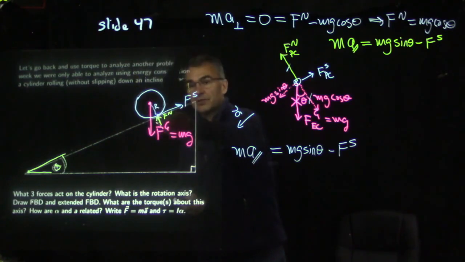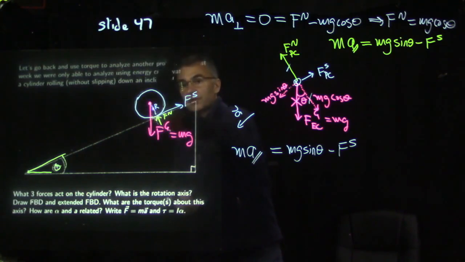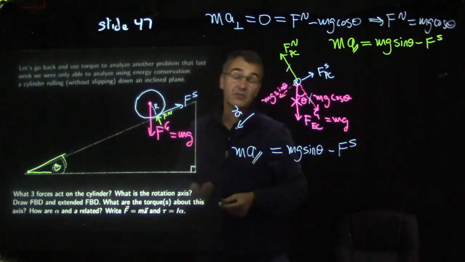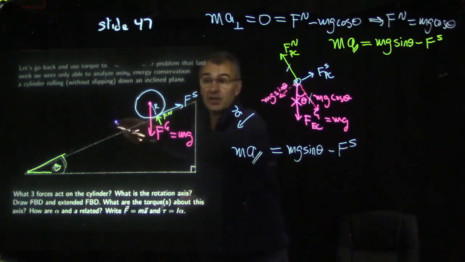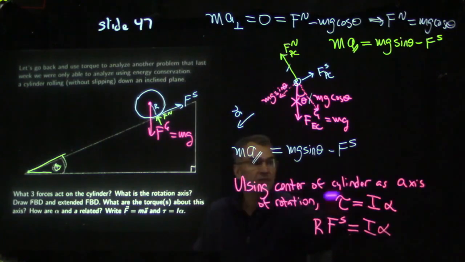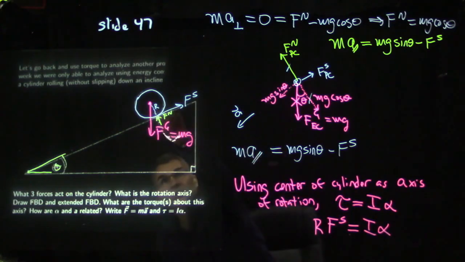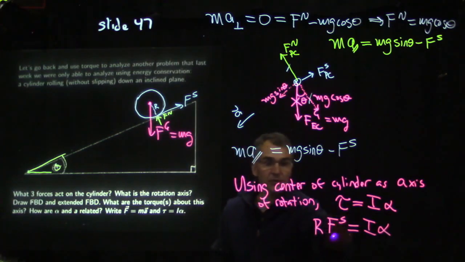It's perpendicular to the surface of the cylinder here, and it just continues right up through the center of the cylinder. So this has 0 lever arm, and this also has 0 lever arm. So the only torque is the torque due to static friction. And that makes sense. The only thing causing this to rotate rather than just slide down the hill is static friction. So using the center of the cylinder as our axis of rotation, we can write tau equals I alpha. The only torque is the lever arm, which is the radius of the cylinder, times the static friction force. So radius times static friction equals I alpha.